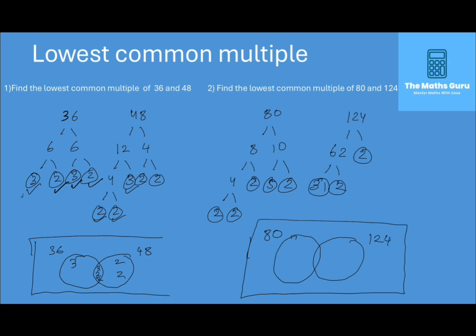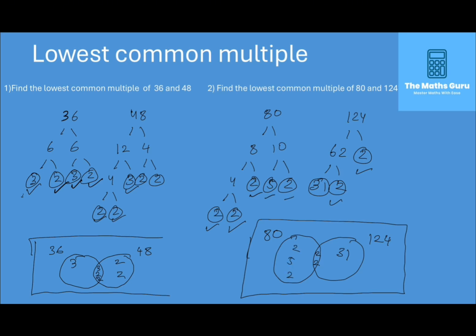So we look at 2 is common here, 2 is common here, put 2 in the middle. These intersections get smaller every time, don't they? 2 and 2 is common here, so put 2 in the middle there. And then I can see that 31's the only one left for 124, so put it here. And then everything else just will belong to 80, so 2, 5, and 2.